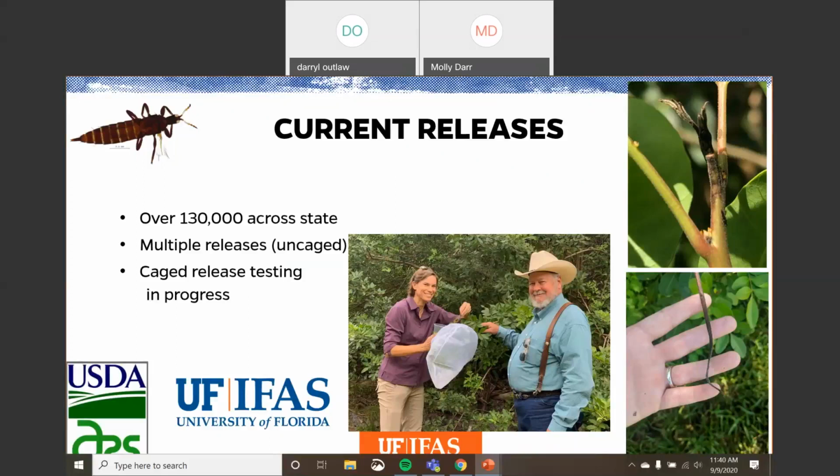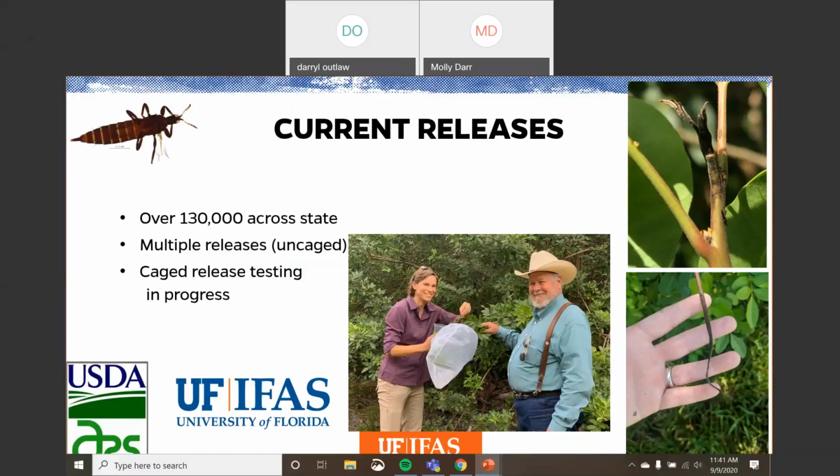And we are also looking at cage releasing. So here you can see a picture with this sleeve cage on Brazilian peppertree. This is a way that will keep the thrips where we put them so that they're easier to find and also keep predators out. We have seen that ants and spiders love to eat these thrips, and so we think that that's definitely having an impact.